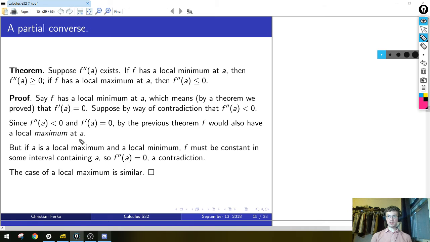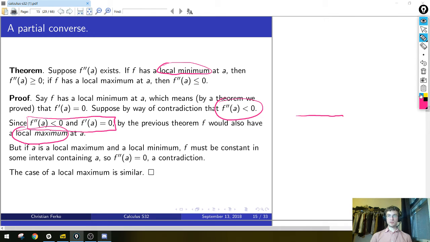Okay, but the contradiction is very easy, because if we assume that the second derivative is negative, we've just proven a very nice theorem that shows that whenever the second derivative is negative and the first derivative is 0, this previous theorem tells us that f must also have a local maximum at a. So now it's a little strange because we've assumed it's a local minimum at a, but by our contradictory hypothesis, you can also prove it has a local maximum at a. The only way you can have both a local max and a local min is if the function is constant on some interval around a, right?